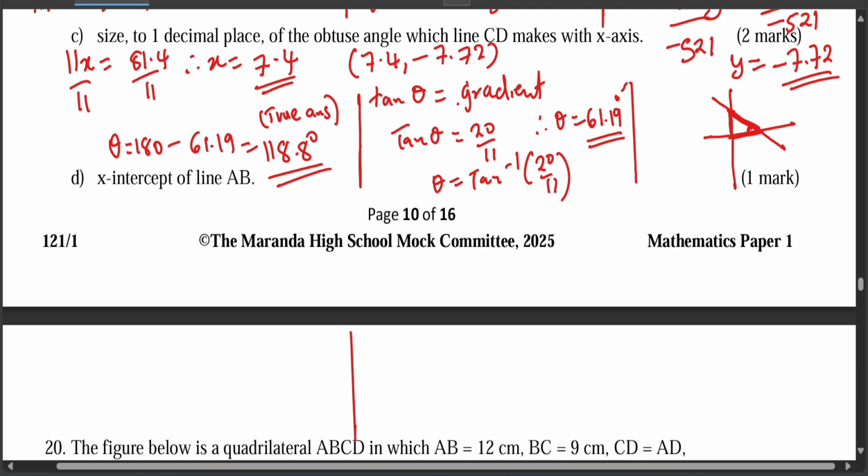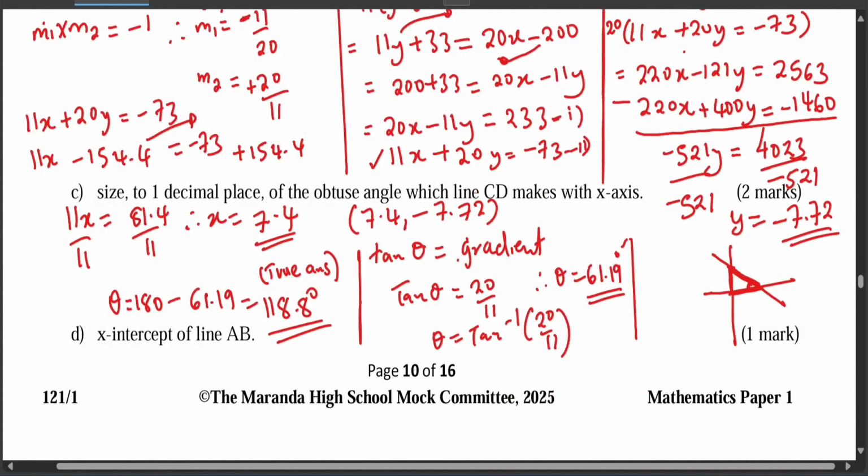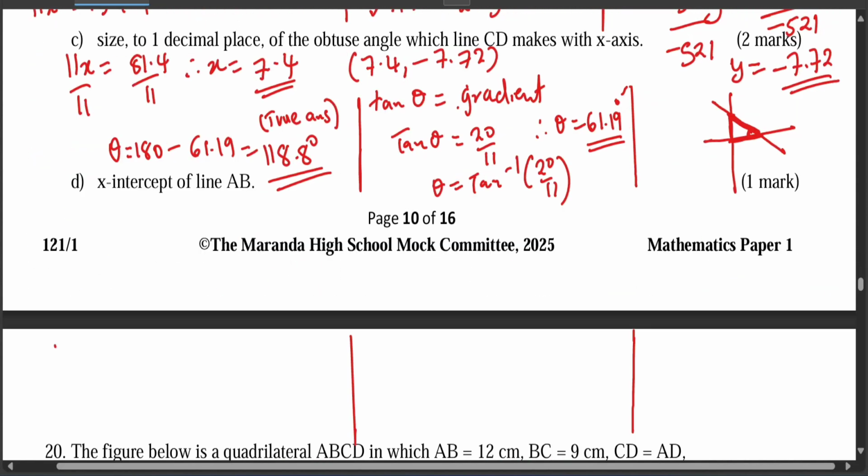And how do you get the x-intercept? To find the x-intercept of line AB, we write the equation first. And the equation for line AB, we had written it somewhere there. 11x plus 20y is equal to negative 73.